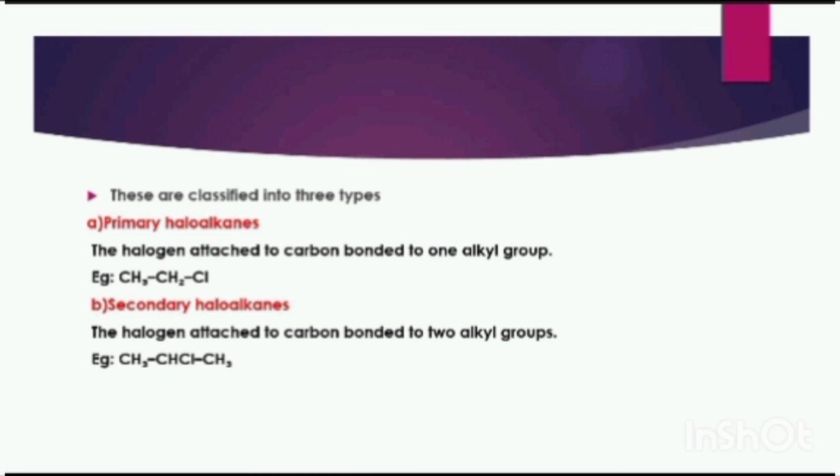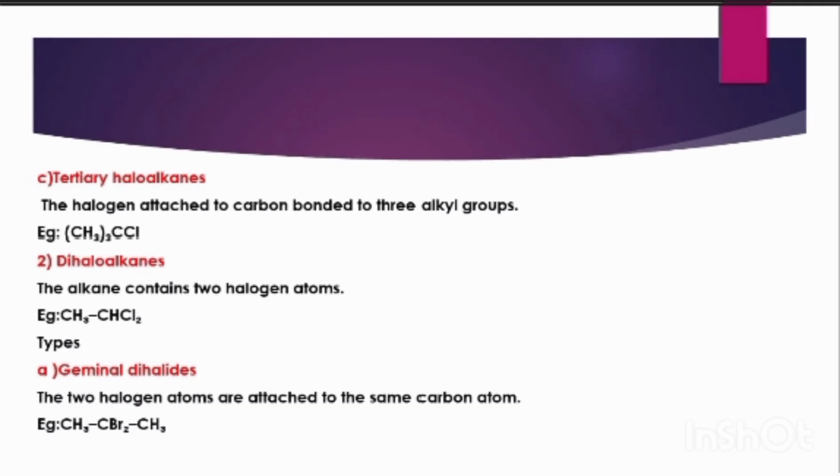Let us see the classification of monohaloalkanes. Monohaloalkanes are classified into three types. First one is primary haloalkanes. The halogen is attached to a carbon bonded to one alkyl group. For example, ethyl fluoride. Second one is secondary haloalkanes. The halogen is attached to a carbon bonded to two alkyl groups. For example, isopropyl chloride. Third one is tertiary haloalkanes. The halogen is attached to a carbon bonded to three alkyl groups. For example, tertiary butyl chloride.